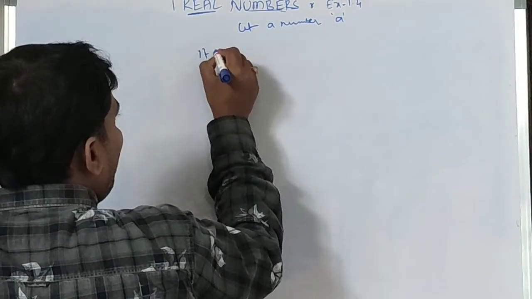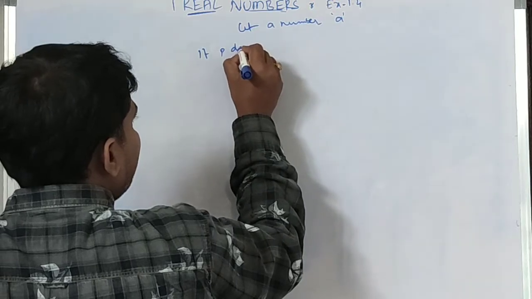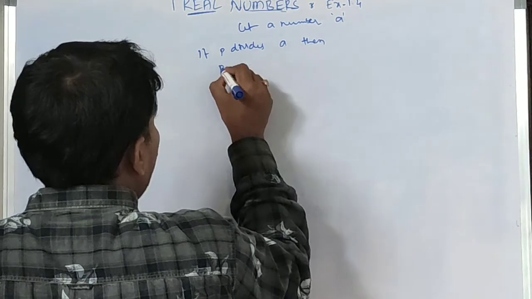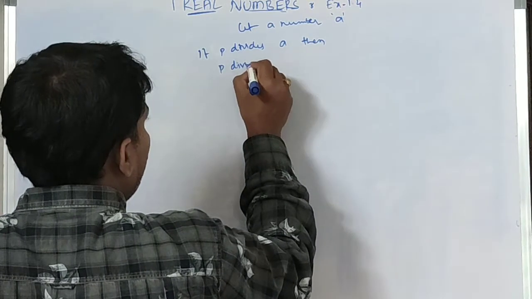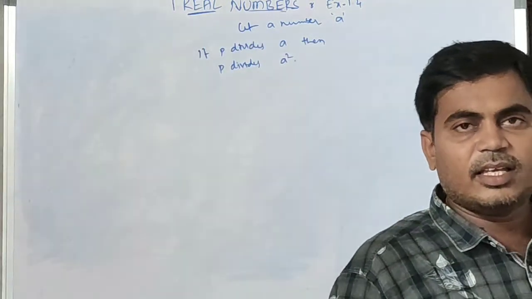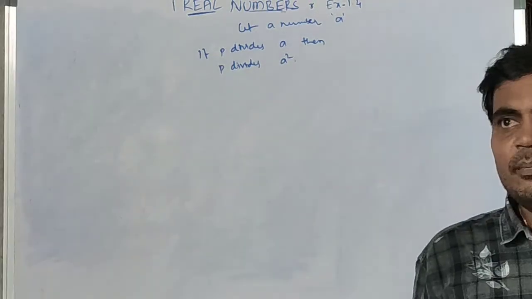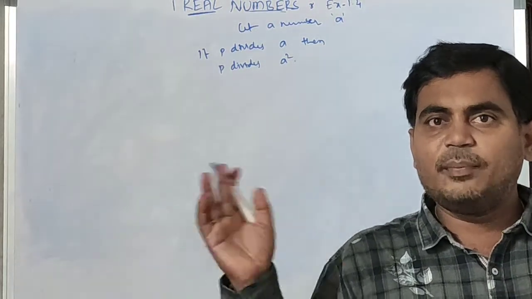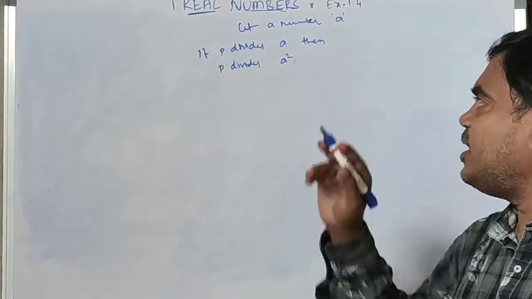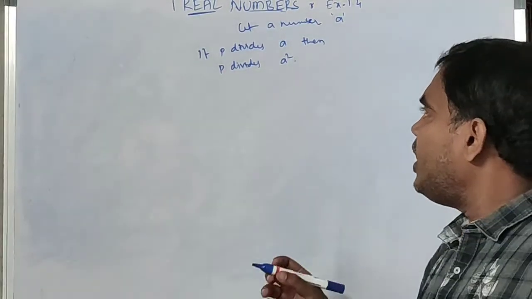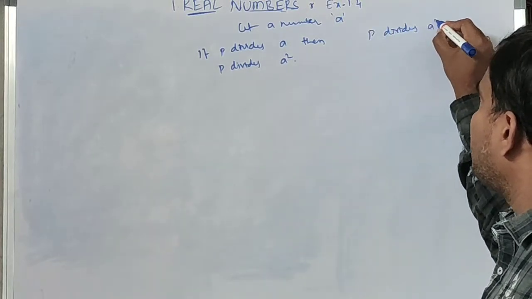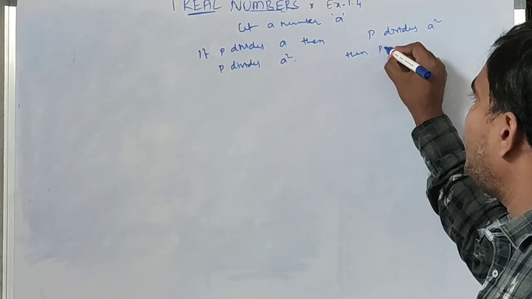If p divides a, then p divides a square. So this is the property. If p divides a, then p divides a square. And p divides a square, then automatically p divides a, vice versa.